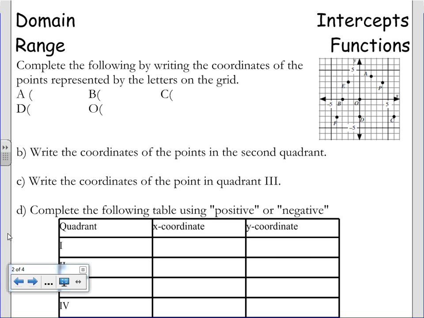It says write the coordinates of the points in the second quadrant. Which quadrant is the second one? Top left corner. What's the one point in that quadrant? E. Write the coordinate for it.